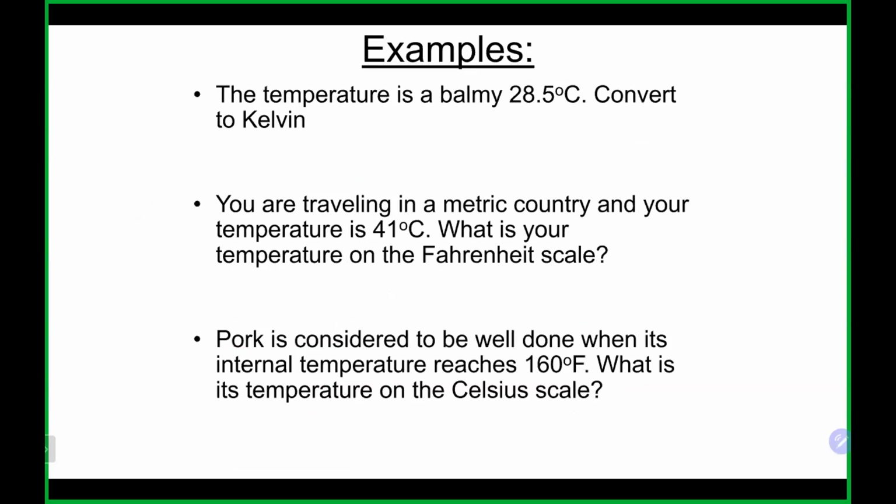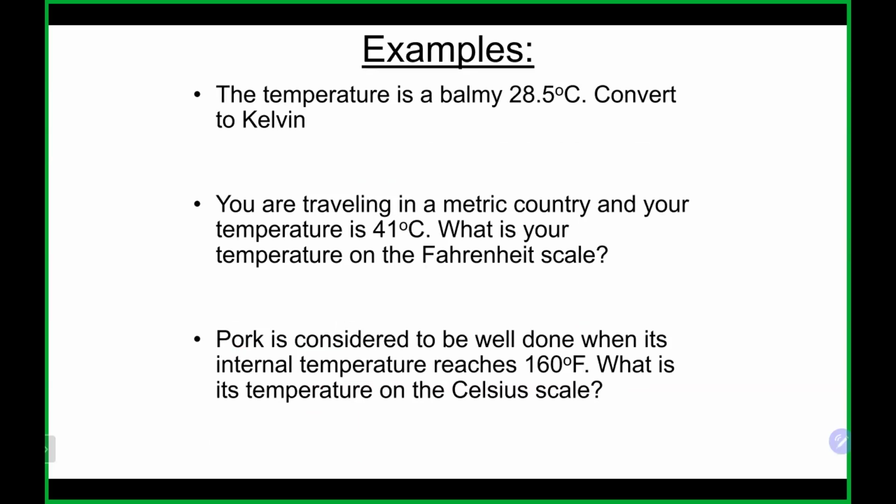So why don't you try one, grab your calculators and give it a go here. Temperature is 28.5 degrees Celsius. We want to convert it to Kelvin. Then on the second one, we've got 41 degrees Celsius. We want to go to Fahrenheit. And lastly, Fahrenheit to Celsius. So take a few moments there, work it out, make sure calculators work.